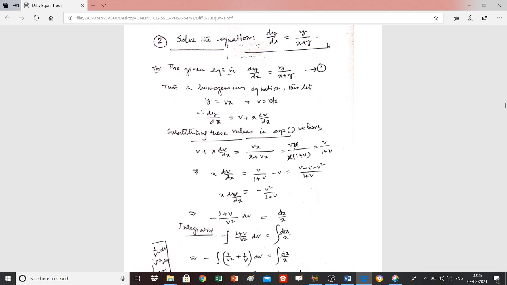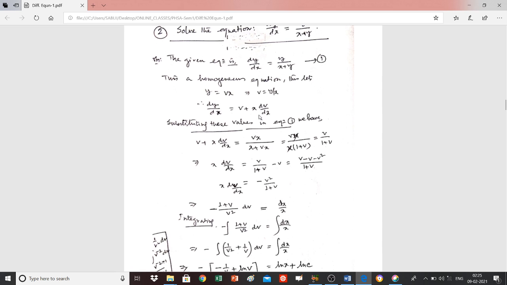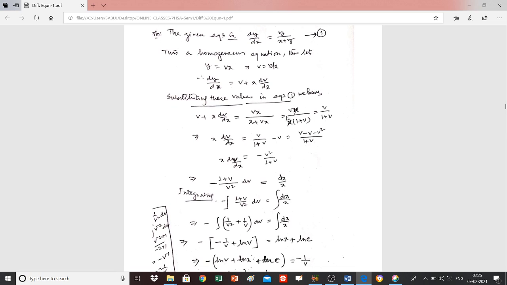Now come to another problem, that is dy by dx is equal to y by x plus something. So this is also a homogeneous equation, and to solve this equation you have to substitute y is equal to vx, and then dy by dx is equal to v plus x dv by dx, as we did in our previous solution. So this is the case where dy by dx is calculated as this. Now substitute the value of dy by dx and the value of y, that is equal to vx, in this equation.